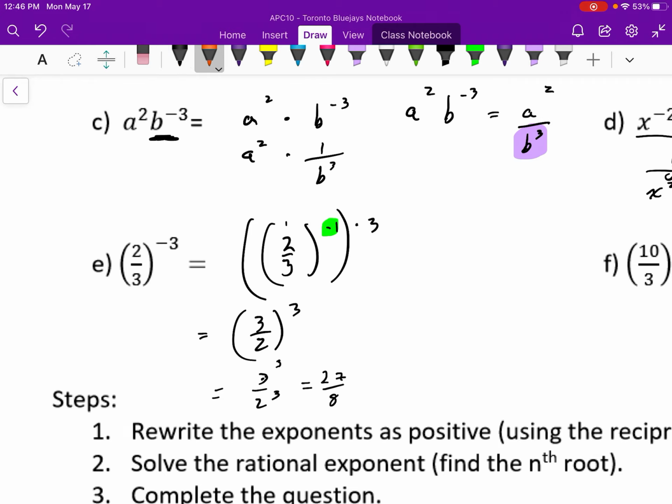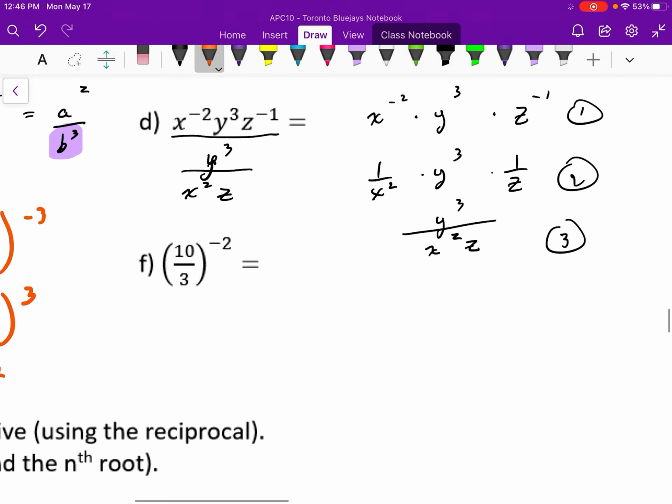All right, I'm going to have another crack at this. 2 over 3 to the power of negative 3. Instantly, when I see a negative exponent, that really means that I take the reciprocal. And then I simply cube 3 over 2, and that is 27 over 8. All right, I'm feeling okay with this. Oh, thankfully, we're getting to the last one.